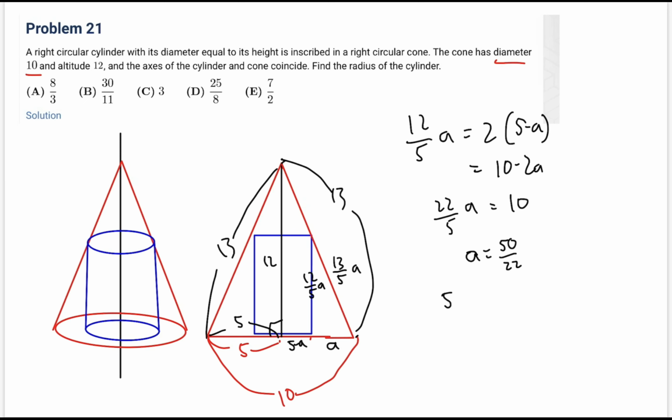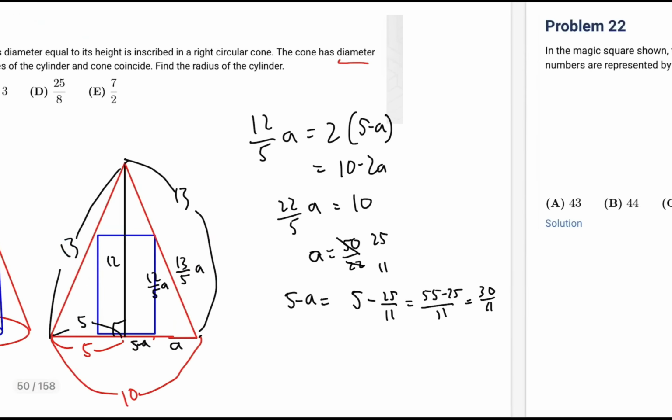Radius is 5 minus a. If you divide this 11 and 25, it's 5 minus 25 over 11. This is 55 minus 25 over 11. This is 30 over 11. So the radius of the cylinder is 30 over 11, and the answer is B.